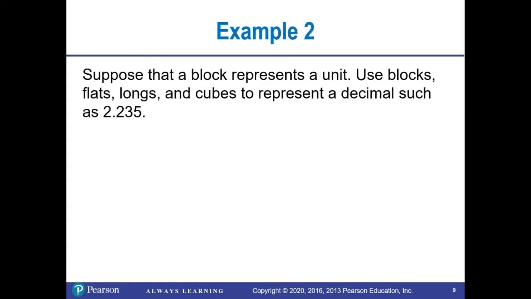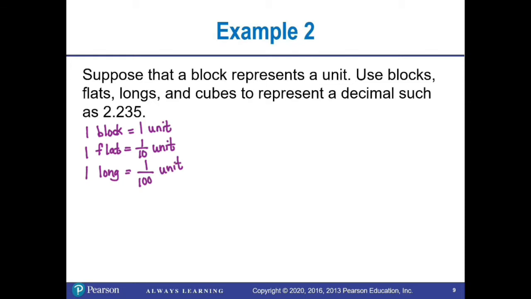Let's look at another. Let's suppose that a block represents a unit. And let's use our blocks, flats, longs, and cubes to represent 2.235. So my block is my unit. That means that my flat is 1/10 of the unit, or 1/10 of the block, because there are 10 flats in a block. So the long would represent 1/100th of a unit, because there are 100 longs in a block. And a cube would represent 1/1000th of a unit.